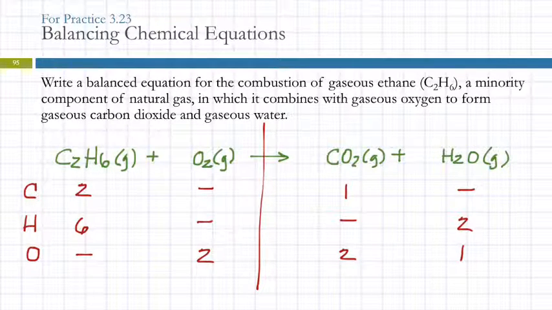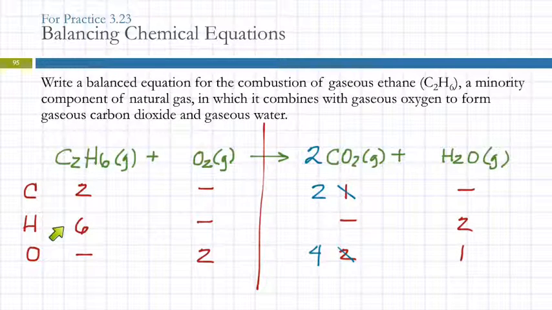We need to compare on each side of the line. Carbon, a total of 2. And over here, a total of 1. So what I want to do is multiply this so that I get 2. So I'll put a 2 in front of CO2, and then I'm going to fix the inventory. That changes this to a 2, and it changes this to a 4. So carbons are fine. 2 on the left, 2 on the right.